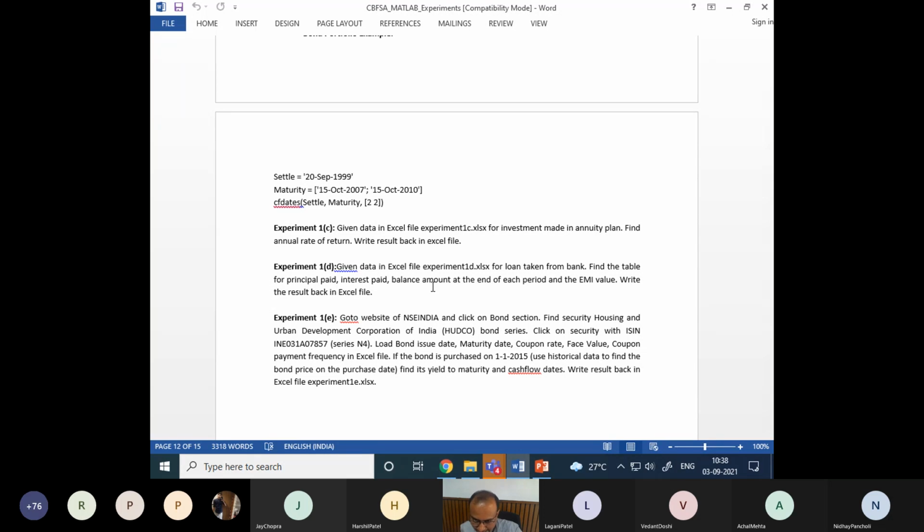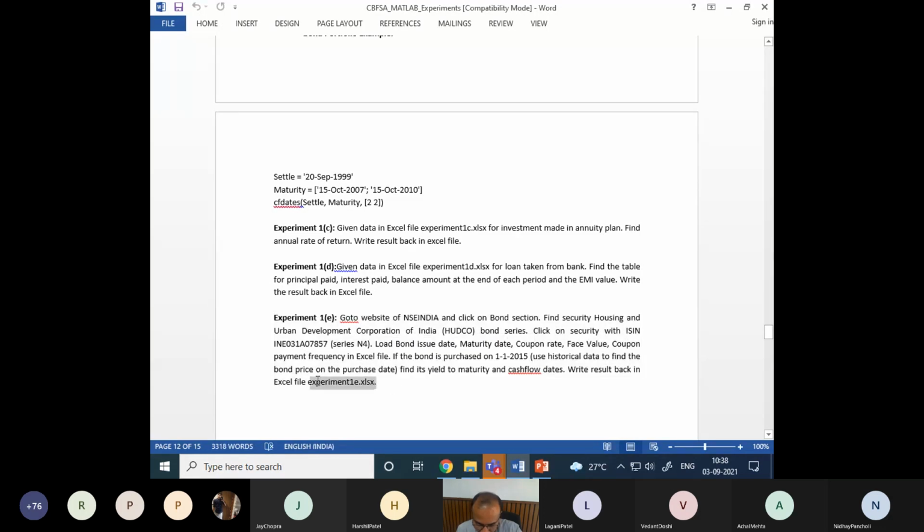So there are inbuilt functions available in MATLAB that you can run by reading the data from Excel and then writing the data back into the Excel file, and that's how you can create a complete data structure. I hope you have done this. Experiment 1E, I have given a little bit more practicality.